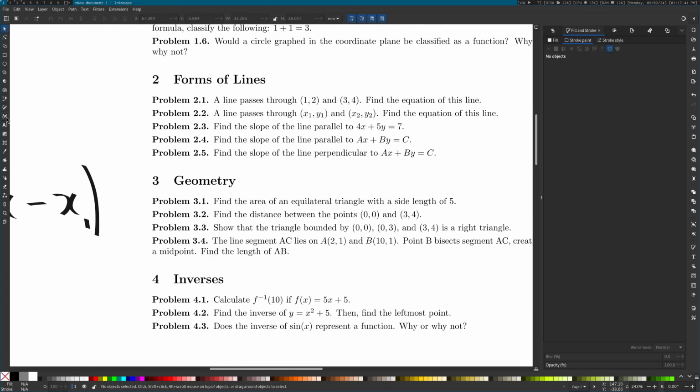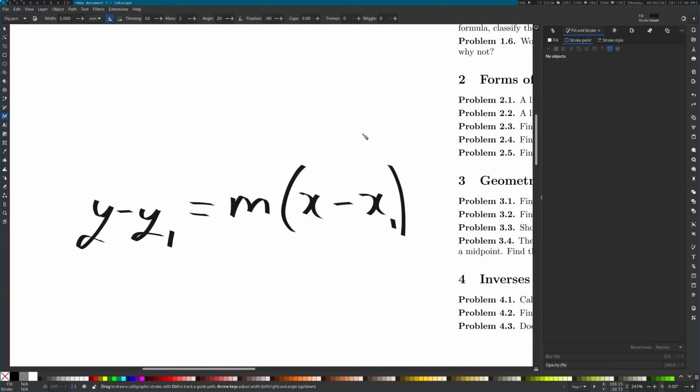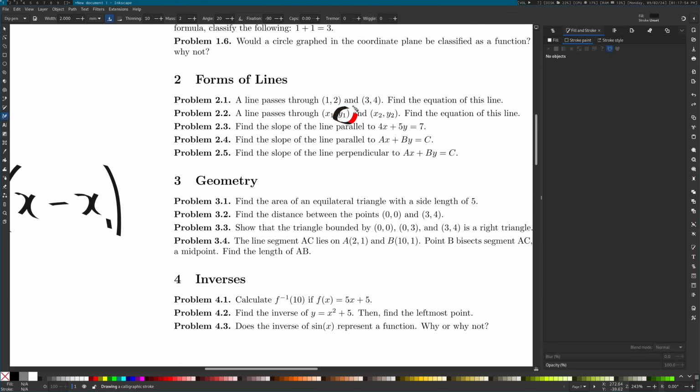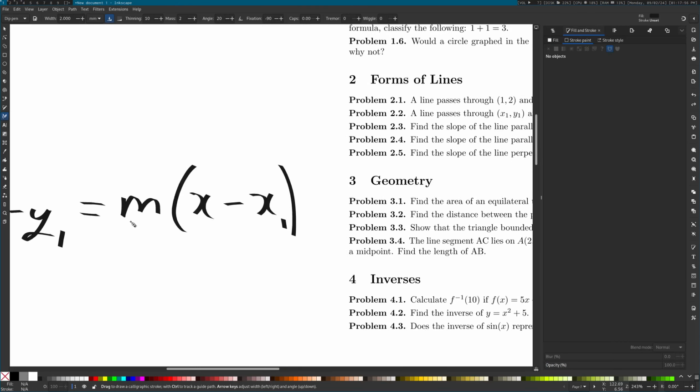So the answer to that would just be point slope form? Just pretend these are numbers and plug them in. Okay, we already have y1 and x1 plugged in. So now we just have to solve for m.